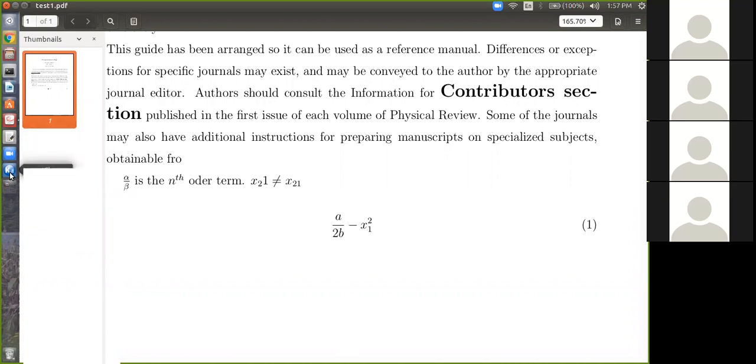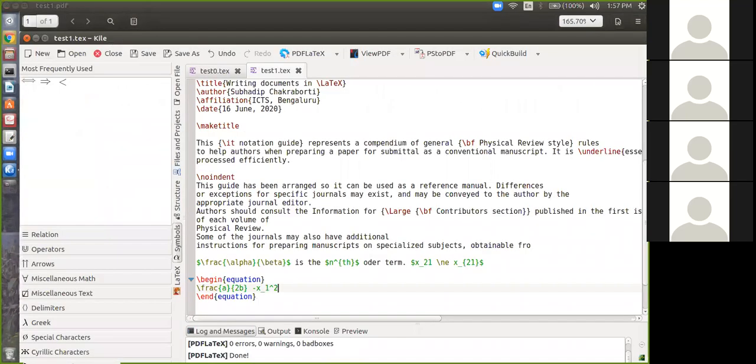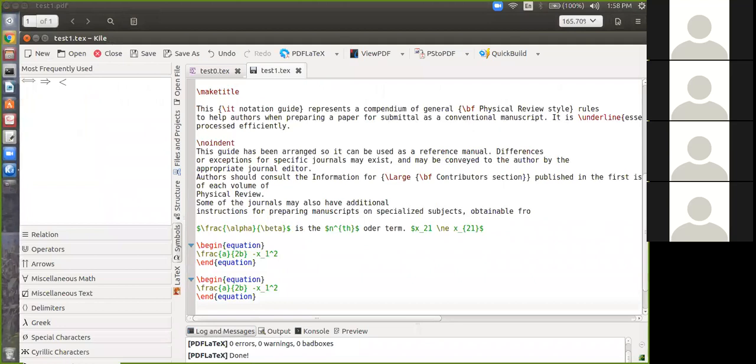Now I want to put bracket. Okay, so I will repeat. I will copy this. So I want to put bracket. Okay. Now compile.